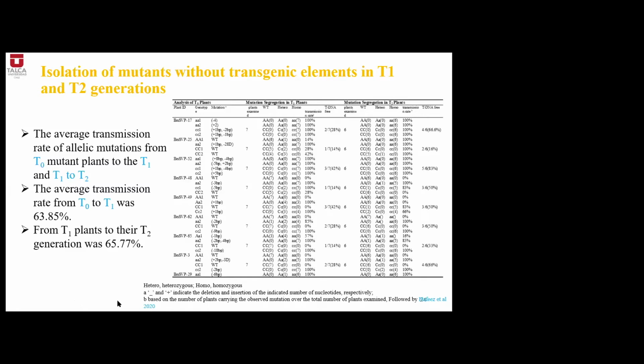So from the T1 plant to the T2 generation, the transmission rate was 65.77%. Here you can also see we have observed how many plants are T-DNA free, which can be used commercially for breeding in different regions.